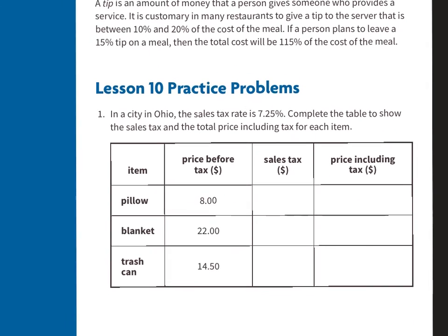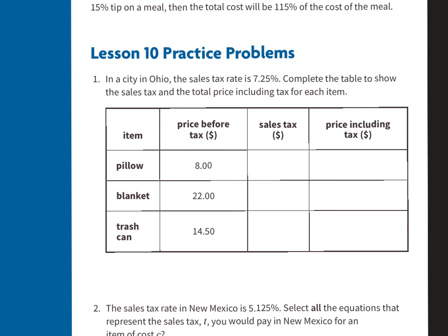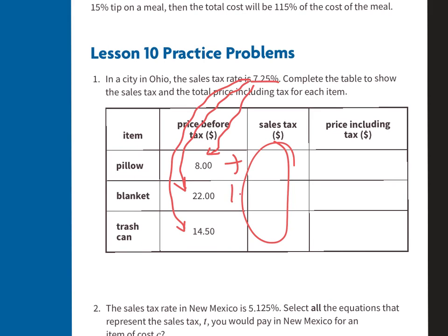So on your assignment, number 1 is like number 1 here in the book. It says, in a city in Ohio, the sales tax rate is 7.25%. Complete the table to show the sales tax and the total price, including the tax for each item. So all we're going to do is go 7.25% times each one of these numbers. That's going to give me my sales tax, and then to find the total price, we just add these together. So price times percentage equals my sales tax, and then price plus sales tax equals my total price.